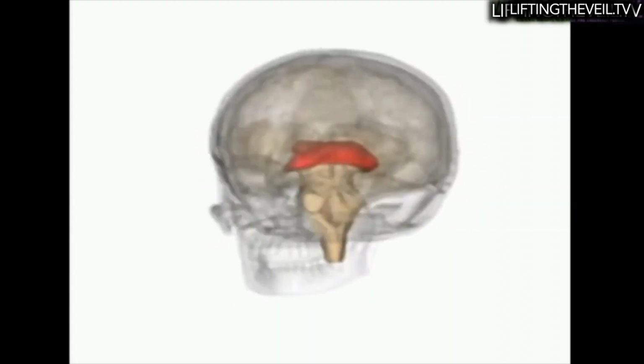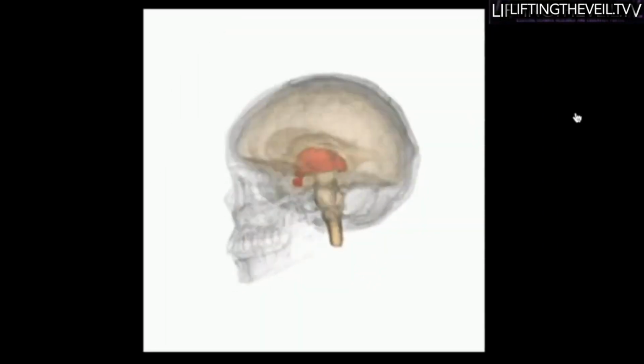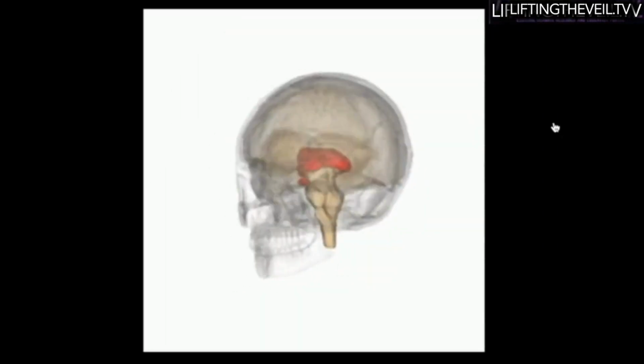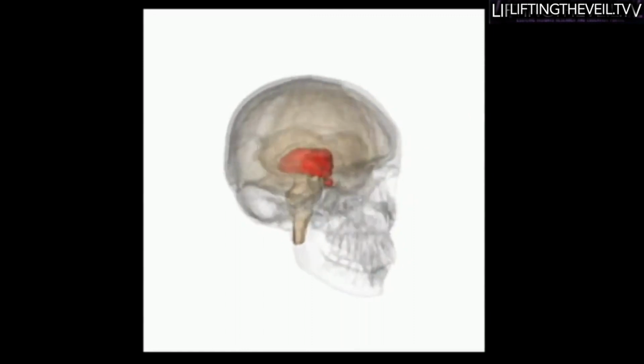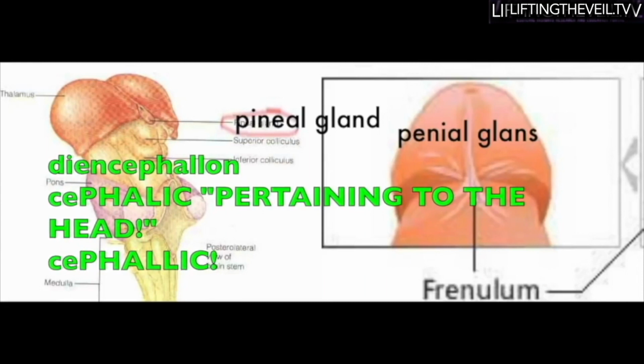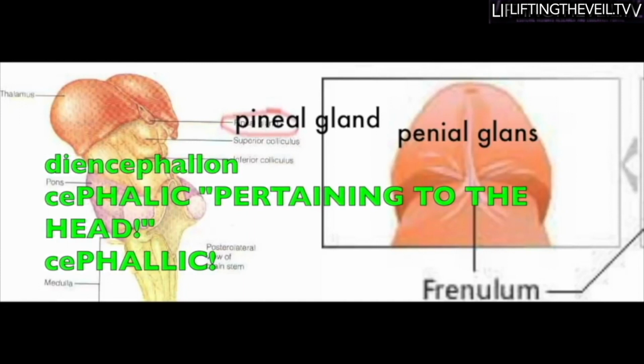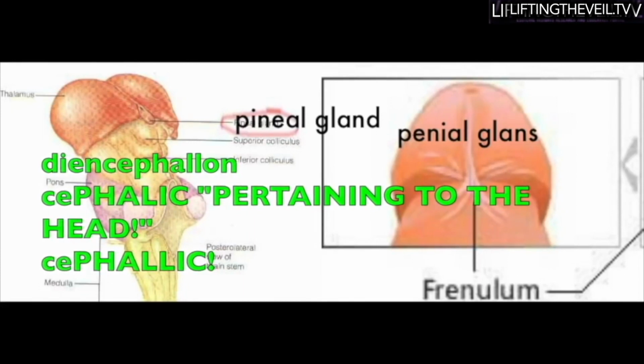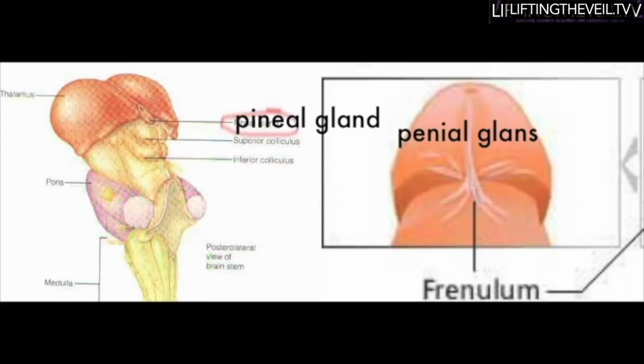So this is called the diencephalon, and it's referred to as the cephalic portion of the brain, which etymologically comes from cephalic, pertaining to the head, from Latin cephalicus, from Greek kephalikos, pertaining to the head. Cephalic contains the word phallic within it. Cephalic, pertaining to the head. As above, so below the belt.